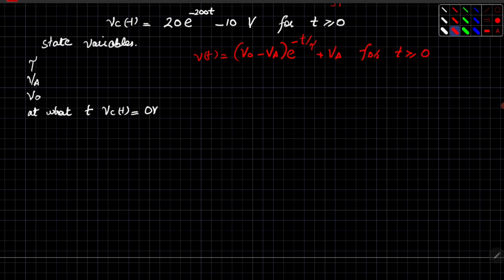So comparing these equations, we have this factor, 20 e raised to power minus 200t. This should be equal to this one. And for this factor, this should be equal to VA. And this is one method.